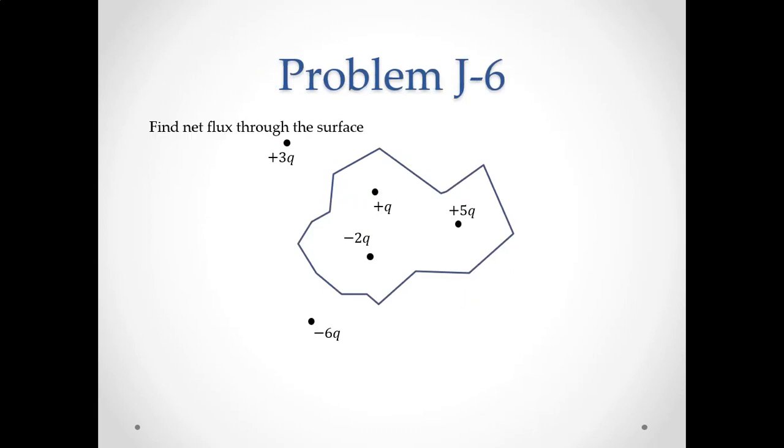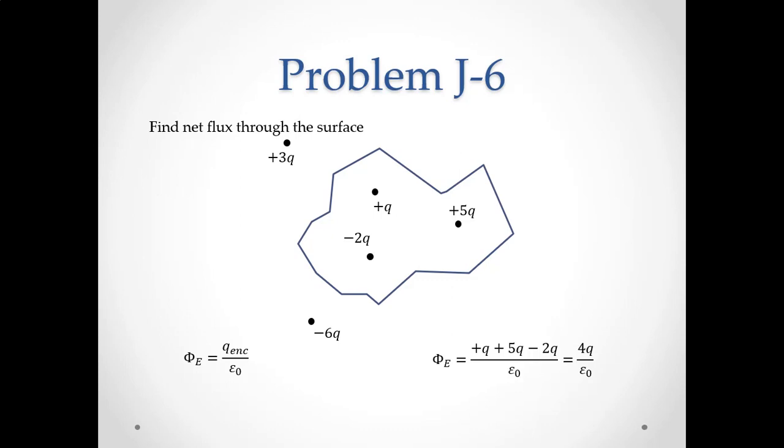Now the neat thing about this is it doesn't matter what the shape of my surface is. It could be any random weird shaped surface. Here I have this kind of weird shape, and I've put some charges inside and some charges outside, and I want to know what is the net flux through this surface. So it's worth pointing out that net flux is equal to charge enclosed divided by epsilon naught. So the only charges that I'm interested in are these three charges that are enclosed. The plus 3q and negative 6q outside don't matter.